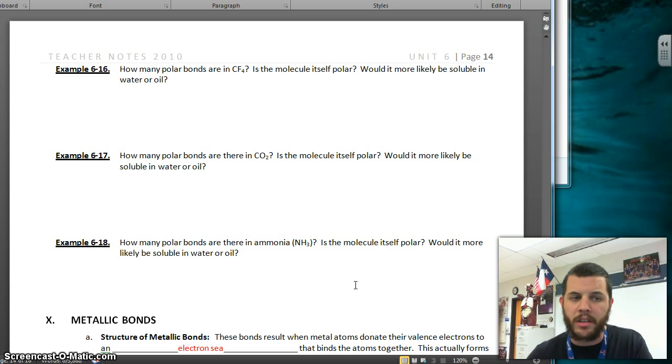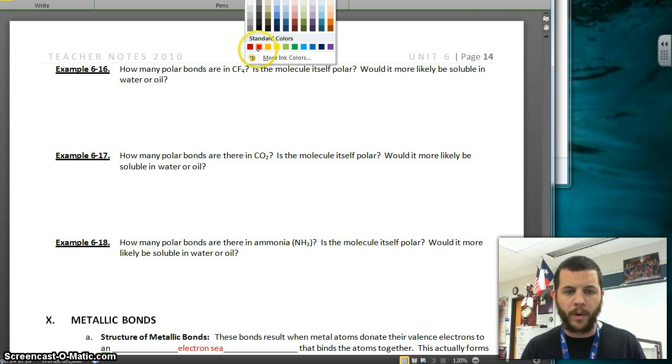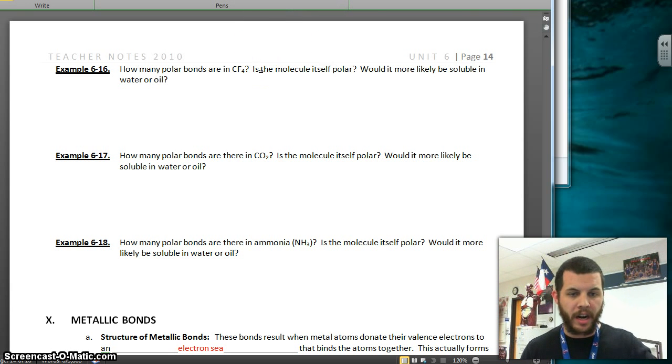Okay, polar things dissolve in polar things. Non-polar things dissolve in non-polar things. However, polar covalent compounds will never dissolve in a nonpolar covalent solvent. So let's take a look at CF4 right here. With CF4, it wants to know how many polar bonds are there. Is the molecule itself polar? Is it going to be more likely to dissolve in water or oil?